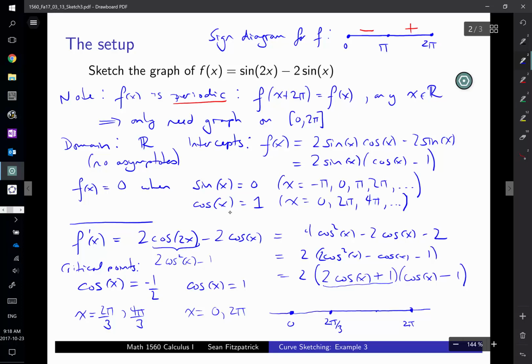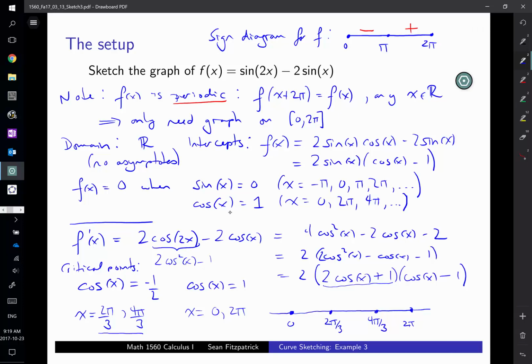2 pi over 3, 4 pi over 3. Okay, and once again, I know that cos x minus 1 is negative everywhere except at 0 and 2 pi, and so I've got to focus on the 2 cos x plus 1 and think about where that is positive and where that is negative. That takes a little bit more work. You could always try plugging points in if you want. But basically, with a bit of work, you can find that between these two critical points, 2 cos x plus 1 is going to be negative, and everywhere else it is going to be positive.